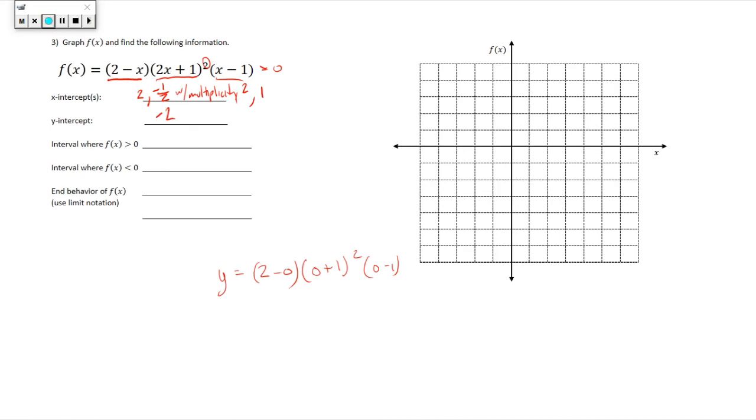So we could transfer all this over to the graph, and I'm going to do that, and I'm going to use green dots for it. So the graph is on the right. The x-intercepts are at 2, 1, and then negative 1/2. So like right there. And that negative 1/2 x-intercept kind of bounces off the x-axis there. It doesn't go through it. Then also there's that y-intercept at negative 2. So we got a point right there.